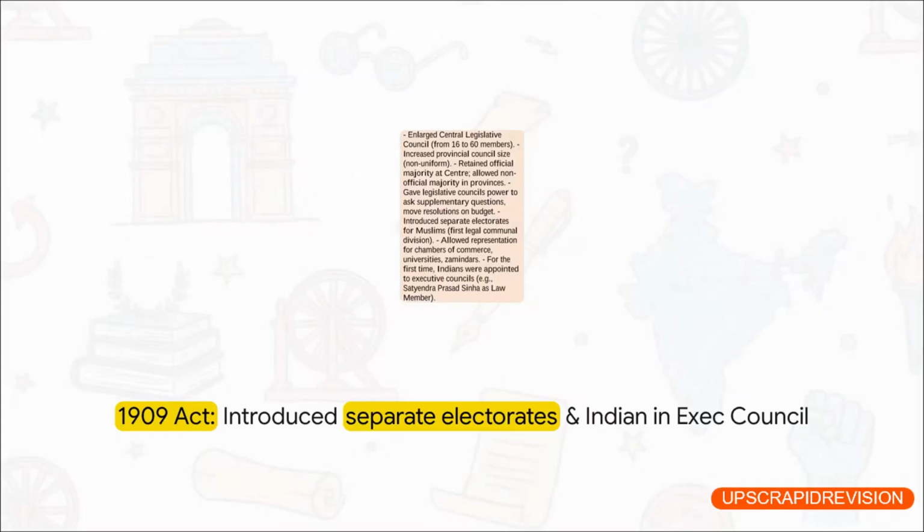Moving on to the 1909 Act, the Morley-Minto Reforms. Examiners absolutely love testing this one. Why? Because it legally kickstarted communalism by bringing in separate electorates for Muslims. But there was another major milestone here. Satyendra Prasad Sinha became the very first Indian to be appointed to the Viceroy's Executive Council as a law member.